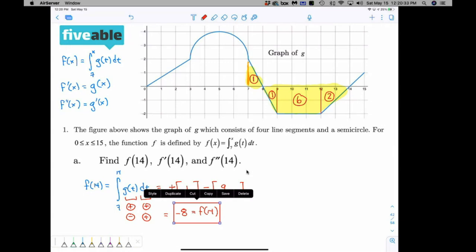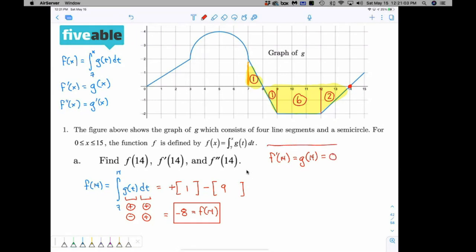So now for the second part, we're asked to do f prime of 14. Well, remember, up here, we've already identified what f prime is. So f prime of 14 is really the same as g of 14. Well, g is the graph. So really all we have to do is follow the graph of g and get to 14, which takes us right here. So at this point right here, the output of that graph is 0. So f prime of 14 is the same as g of 14. That's going to give us an answer of 0. So there's our second answer for this one.